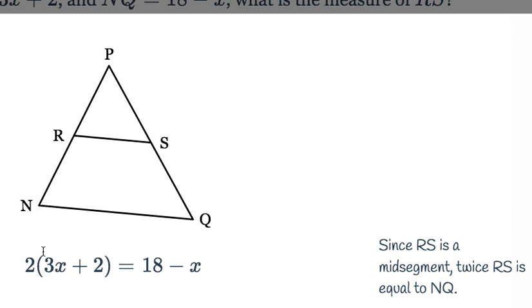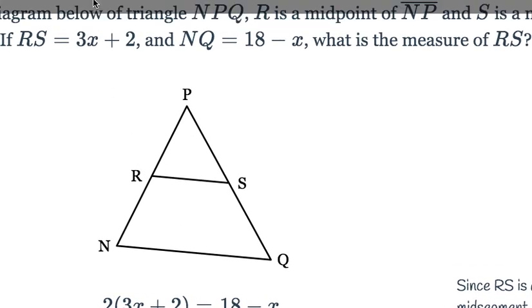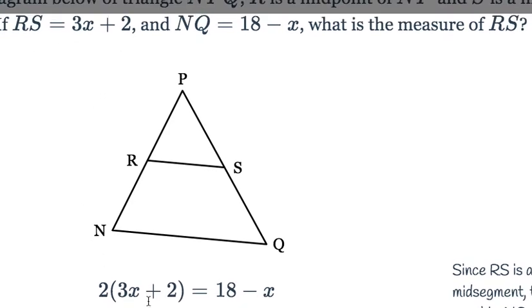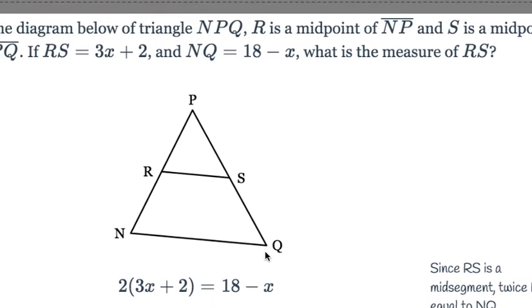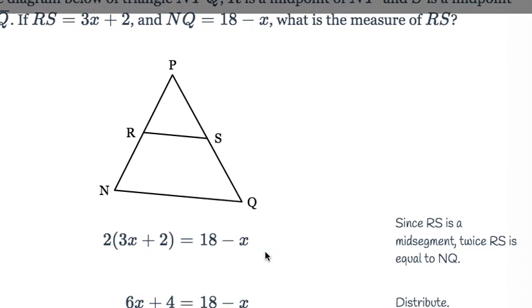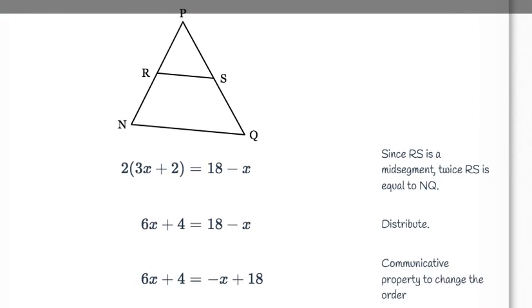So all they did was they multiplied 2 times RS. RS was 3x plus 2. So they multiplied 2 times 3x plus 2, and that is equal to NQ. And now when we distribute, 2 times 3x is 6x, 2 times 2 is 4. We get 6x plus 4 is equal to 18 minus x. All we're doing now is solving for x.